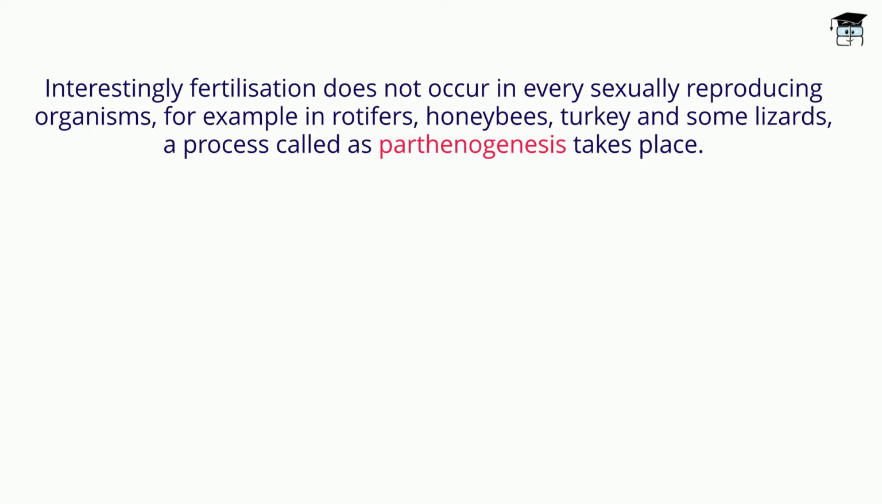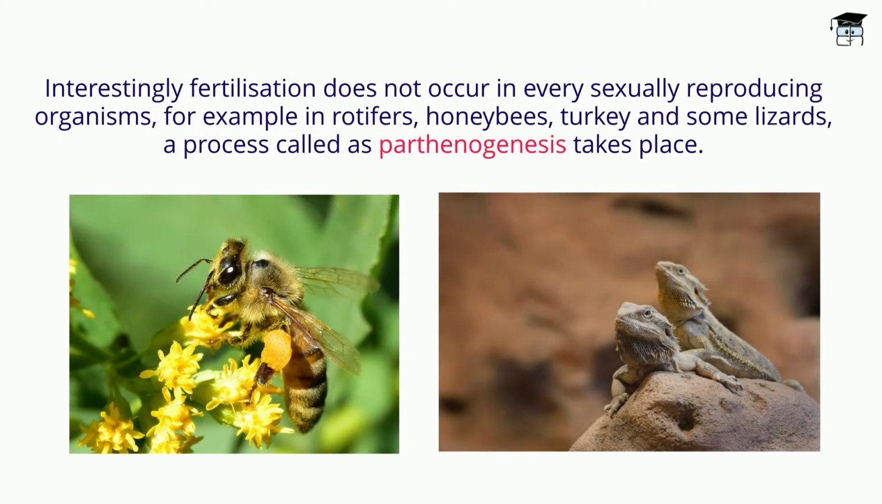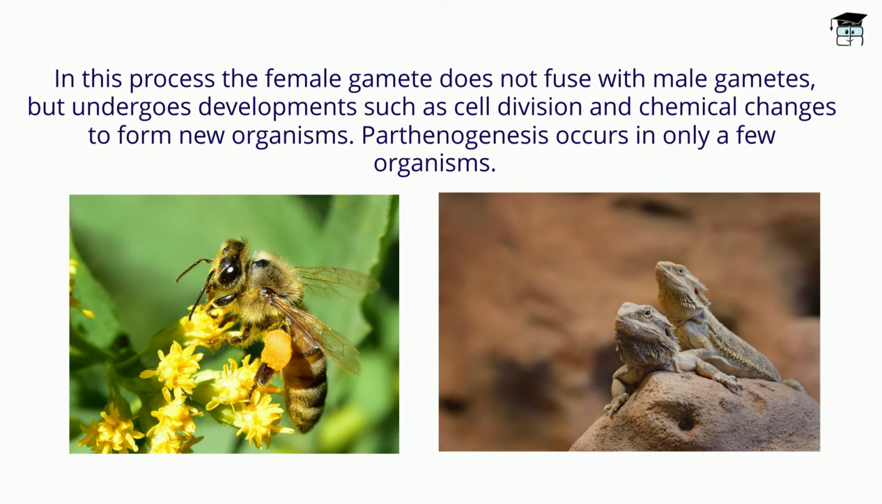Interestingly, fertilization does not occur in every sexually reproducing organism, for example in rotifers, honeybees, turkey and some lizards. A process called parthenogenesis takes place. In this process, the female gamete does not fuse with male gametes, but undergoes developments such as cell division and chemical changes to form new organisms. Parthenogenesis occurs in only a few organisms.